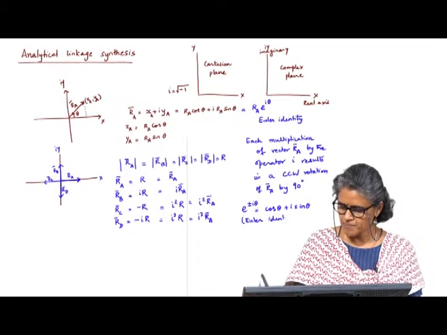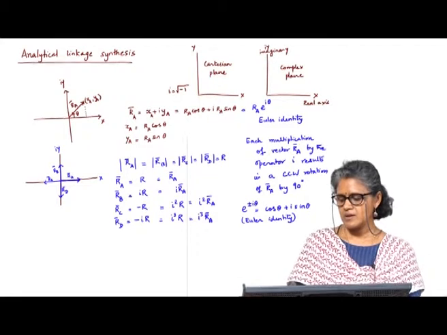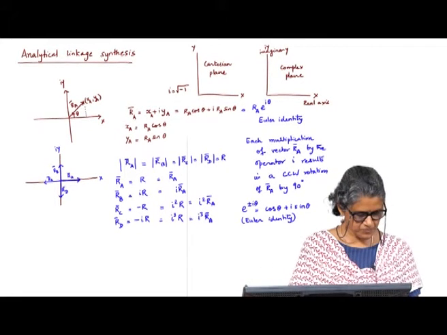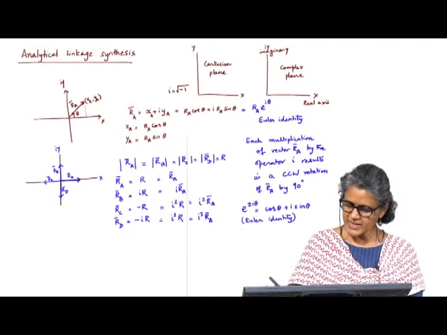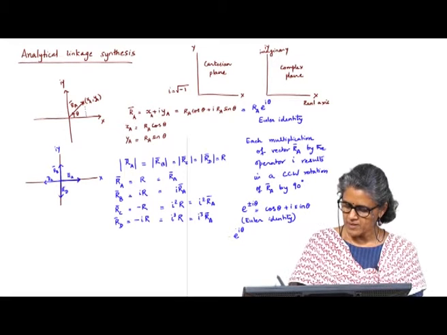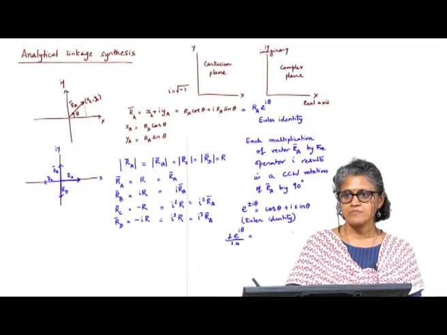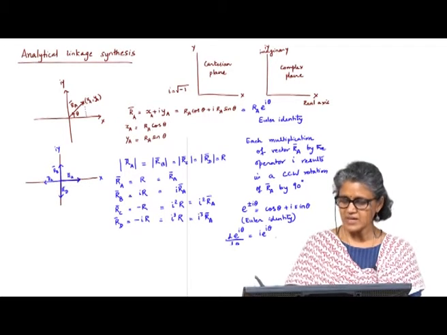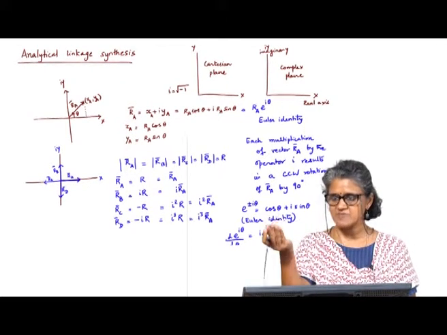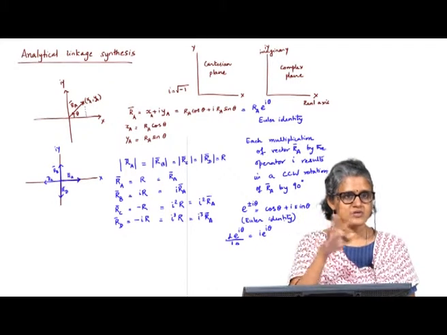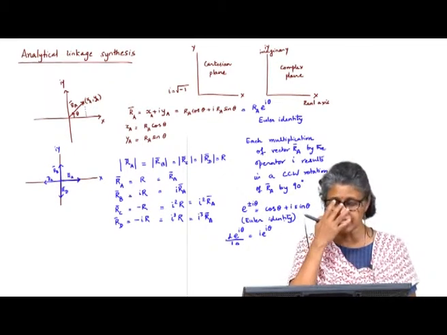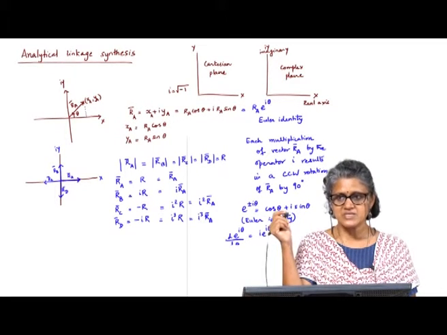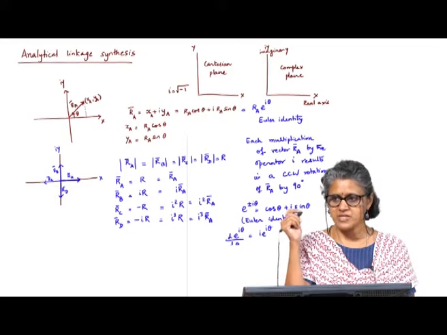So, when I differentiate this or integrate it, if I express it in the form e power I theta, d by d theta of e power I theta is I e power I theta, and similarly integrating it gives me e power I theta by I. So, differentiation and integration become easy when I express it in this complex form.